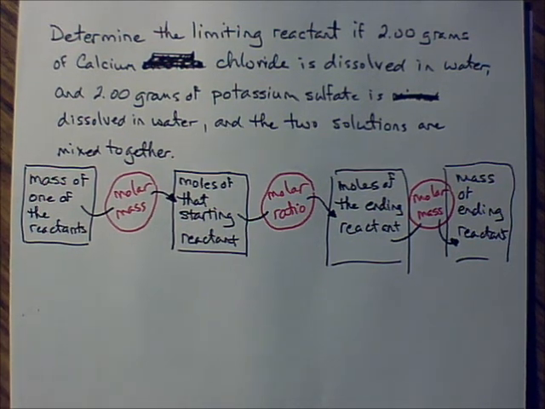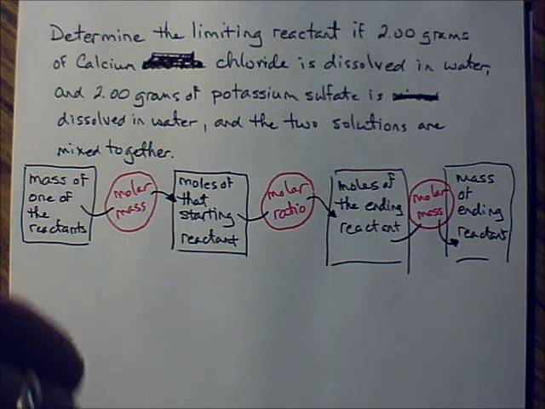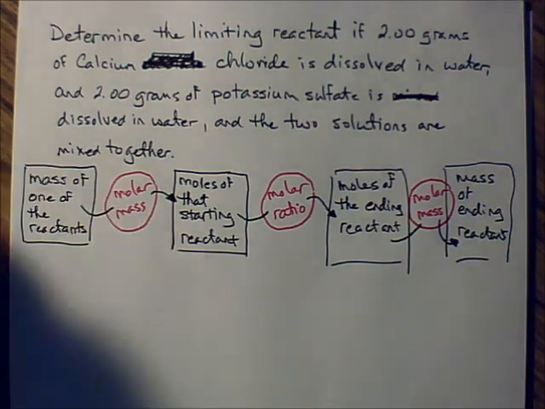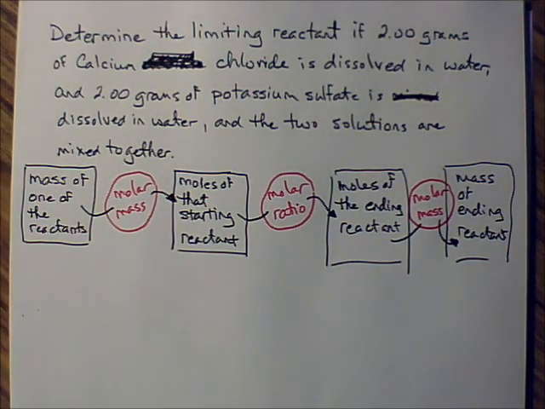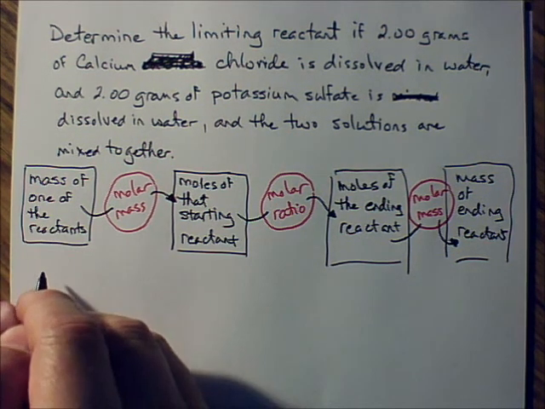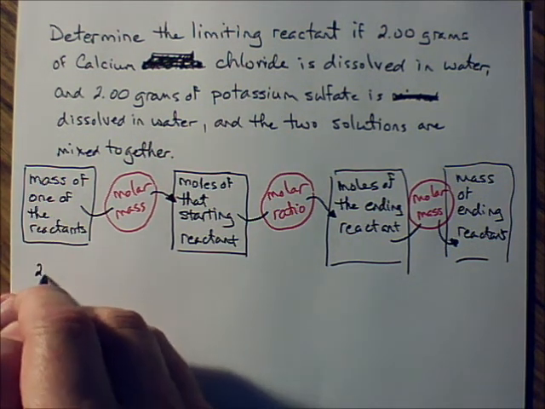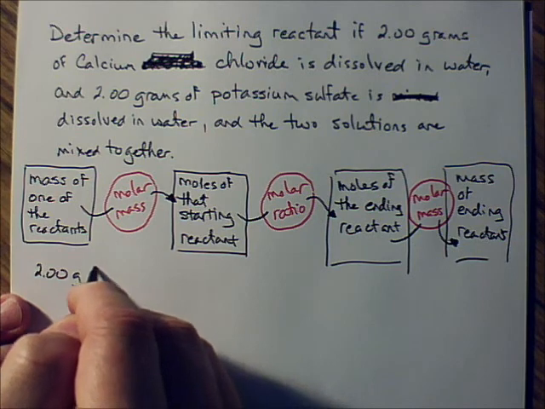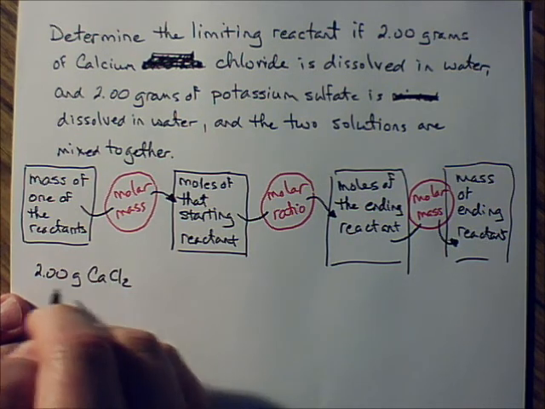All right. So we're going to start with the mass of one of the reactants. It doesn't matter which one. If you started with calcium chloride, raise your hand. Just about everybody did, so I'm going to start with calcium chloride. If you started with the other one, you're going to get the same answer. It doesn't matter. Okay? If you did it right, 2 grams of calcium chloride.